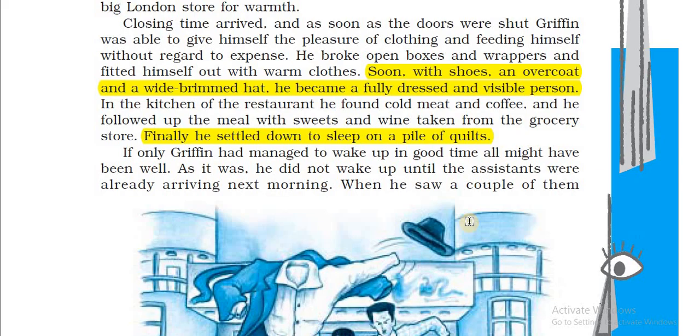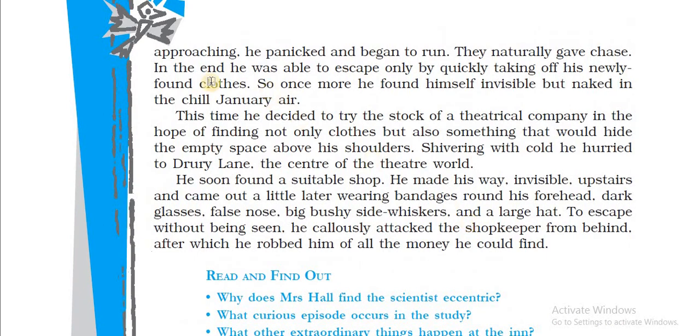When he saw a couple of them approaching, he panicked and began to run. They naturally gave chase. That means that when he saw those people chasing him, he panicked and began to run, and those assistants chased him. In the end, he was able to escape only by quickly taking off his newly found clothes. So once more he found himself invisible but naked in the chilly January air.